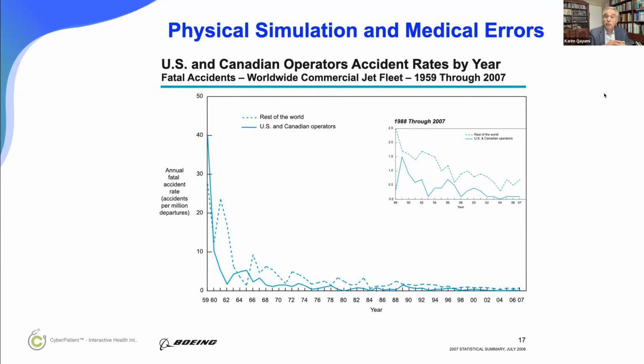But we do have very solid evidence from other industries that simulation really worked. One of those industries is aviation. If you look at this graph provided by Boeing, before 1959, 40% of airplanes, commercial and military, were going down. They were falling from the skies like popcorn.